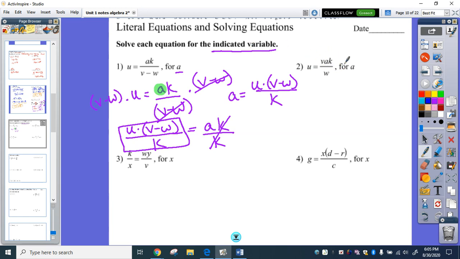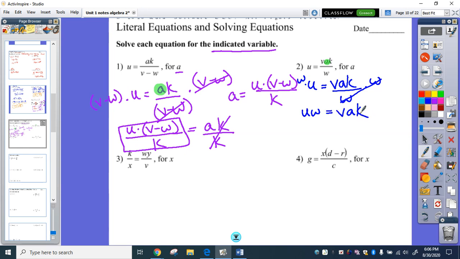In problem 2, again, they're asking us to solve for A. So let's highlight where A is first so that we can see where it is. A is right in the middle up here at the top. So the first thing I would look at doing again would be getting rid of what's furthest away from it, which is this divided by W. So if I have U equals VAK divided by W, the first thing I want to do is multiply both sides by W to get rid of that W. So now I have UW equals VAK.